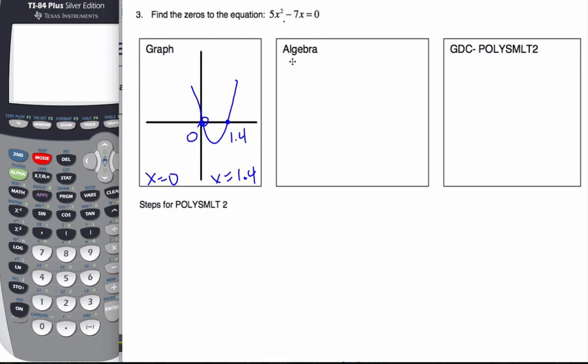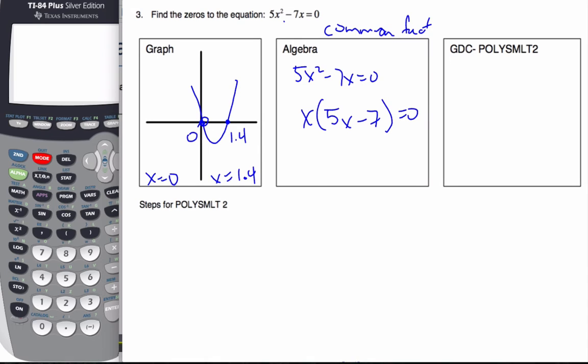Algebraically, if I want to do it, what I have to do for this equation is start with factoring. If I'm going to do it algebraically, it implies you're going to factor. The first kind of factoring I always look for is a common factor. If I look for a common factor, they both have x. So it's x times 5x minus 7 equals 0.